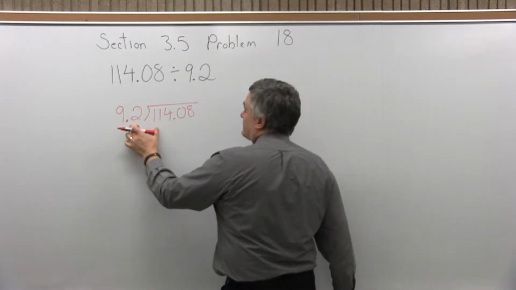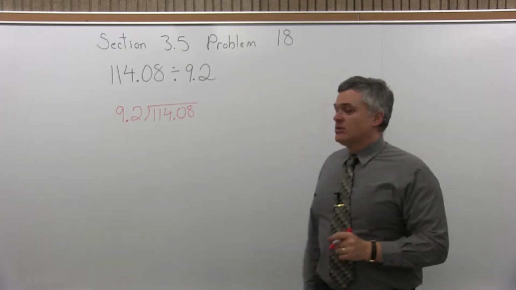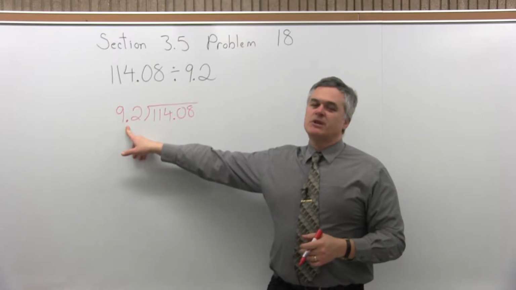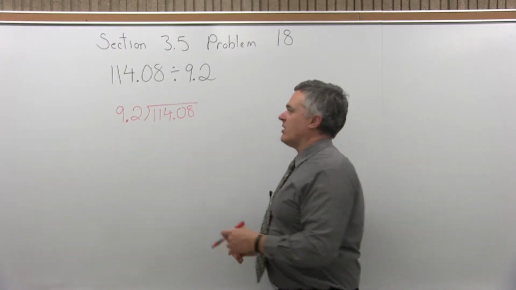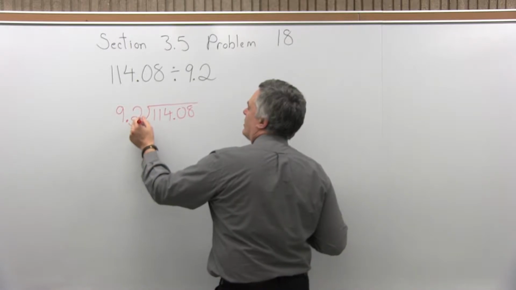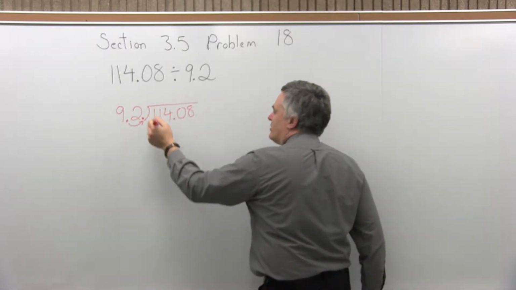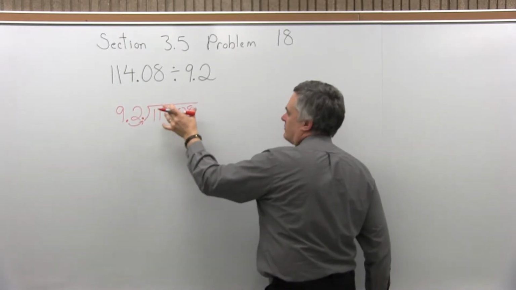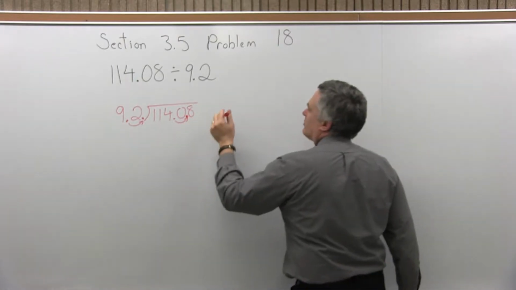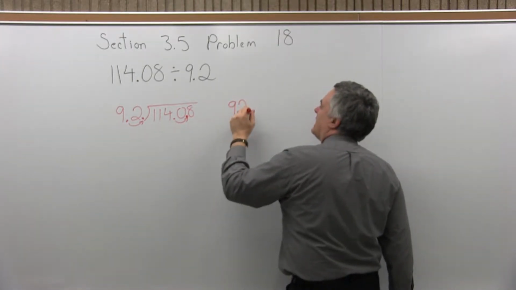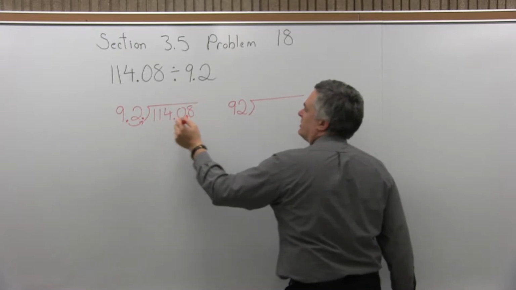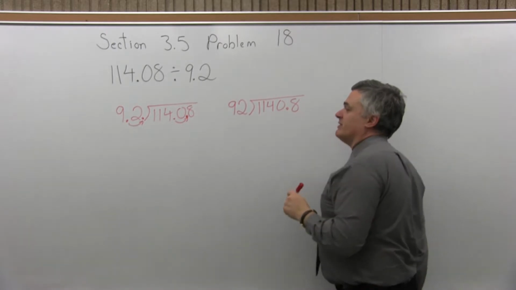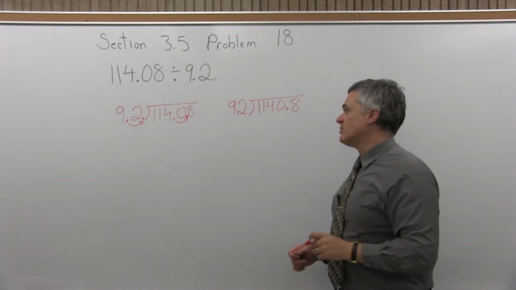Now, next, the number in front of the division symbol, called the divisor, you can't leave the decimal where it is between the 9 and the 2. The decimal has to be moved all the way to the right as far as it'll go. So in this case, that's moving it one position. The number under the division symbol has to be moved the same amount. In this problem, one spot. So the problem really turns into a 92 outside of the division symbol and a 1,140.8 under the division symbol once you've adjusted the position of the decimal point.